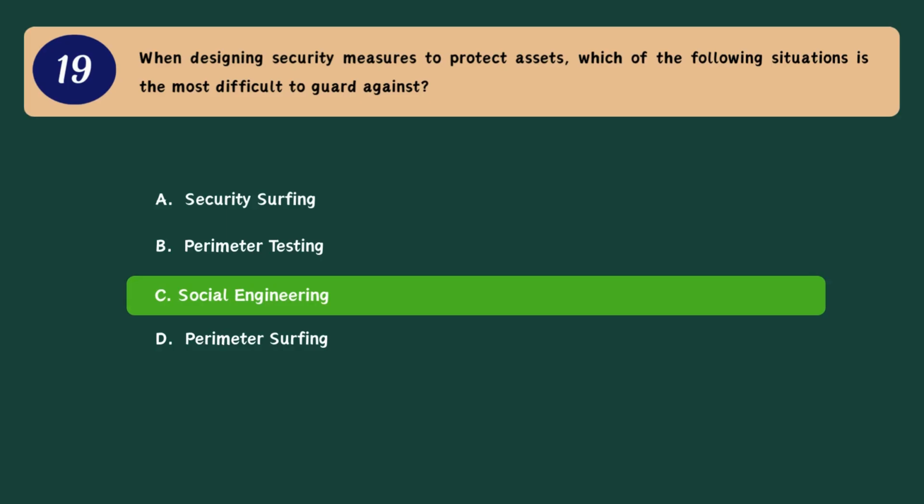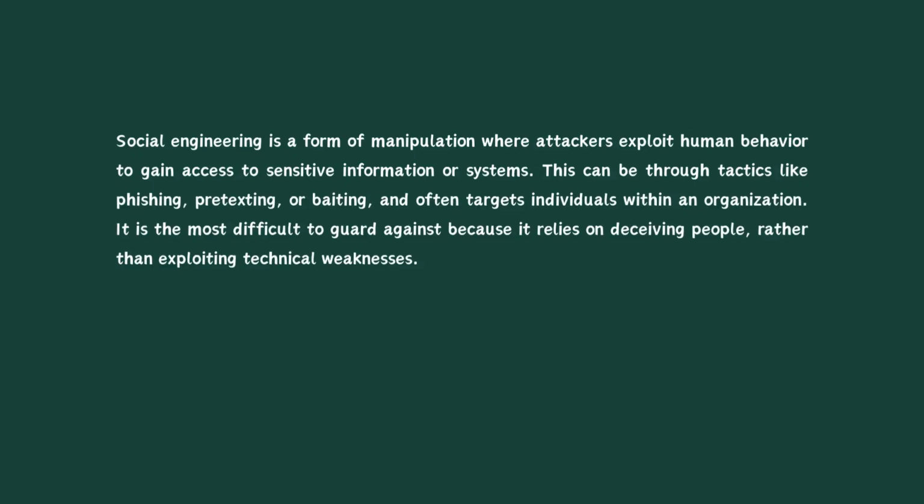Correct answer. C. Social engineering. Social engineering is a form of manipulation where attackers exploit human behavior to gain access to sensitive information or systems. This can be through tactics like phishing, pretexting, or baiting, and often targets individuals within an organization. It is the most difficult to guard against because it relies on deceiving people, rather than exploiting technical weaknesses.